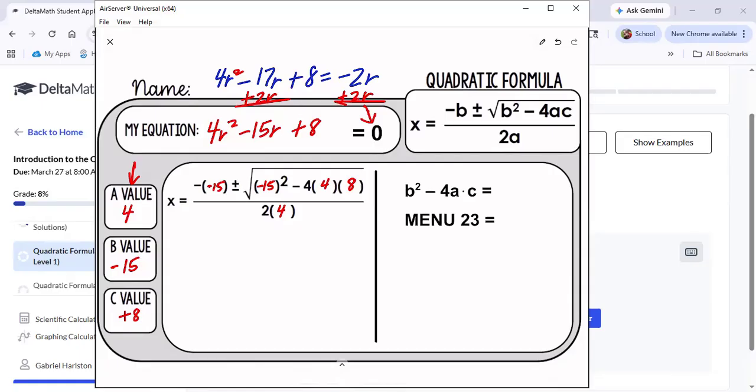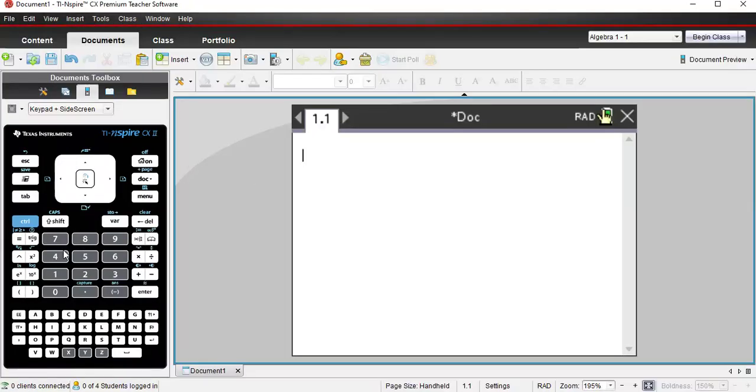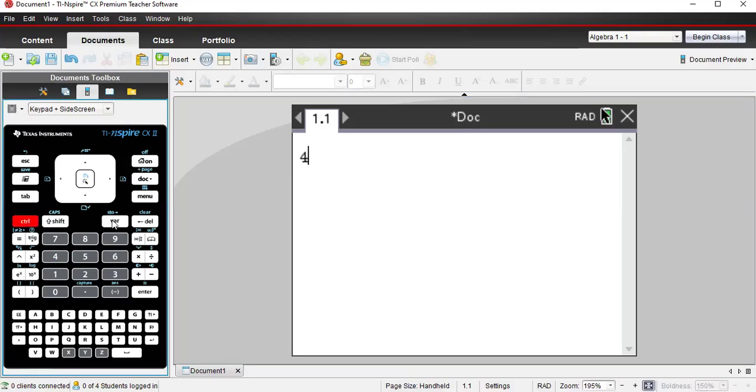So let's go grab the calculator. Let me make this a little larger so you can see it. Again, we're going to store the numbers just like we did in the previous video. So the a value is 4, so we press Control Variable, and we're going to store that into the letter A. The next one is going to be a negative 15, and we're going to store that into the letter B. And then the next one is 8, and we're going to store that into C.